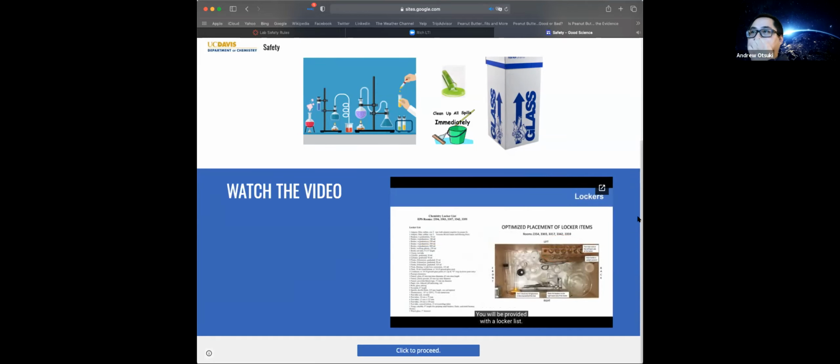You will be provided with a locker list. Ensure that all items are present, in good condition, and clean. Come to the dispensary for missing or broken items. On the first day and the first day only, we will replace all dirty glassware. After that, it is your responsibility to ensure all glassware is clean. Then optimize the placement of the locker items by arranging them as in the picture.